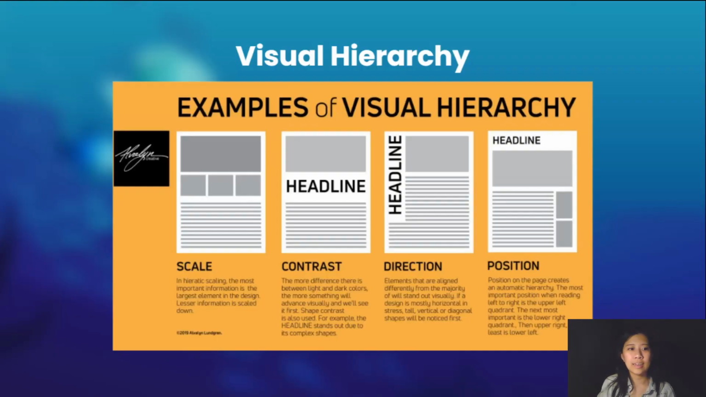Now, visual hierarchy is some way that you can emphasize important elements in your design. So scale has to do with relative size of your elements. So obviously bigger elements are going to be more noticeable, and your user is going to think that those are the most important ones. Contrast refers to the difference in values between elements, so darker ones are going to be more eye-catching if most of the rest of your page is lighter in color.